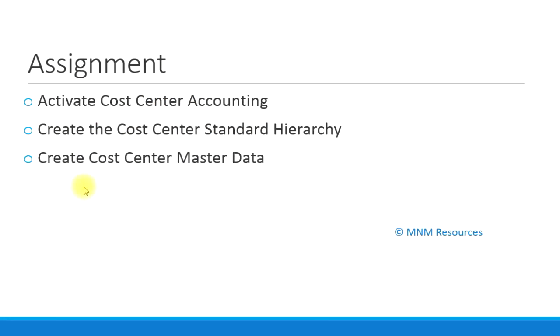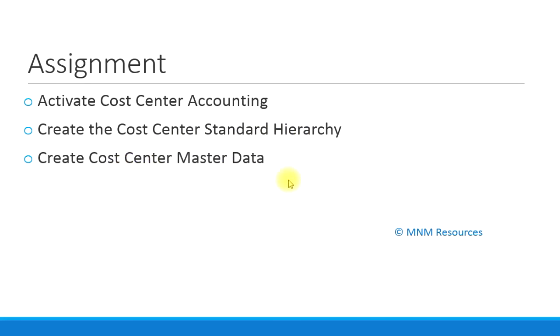Now for your assignment, you need to start creating cost centers. But before you actually start creating cost centers, there are a few settings that you need to do in configuration. First is to activate cost center accounting for your controlling area. Then you need to ensure that you create the cost center standard hierarchy. Once you create the standard hierarchy, in the controlling area cost center settings, you need to specify your cost center standard hierarchy ID. Once you specify that ID, then you can start creating the cost center master data.